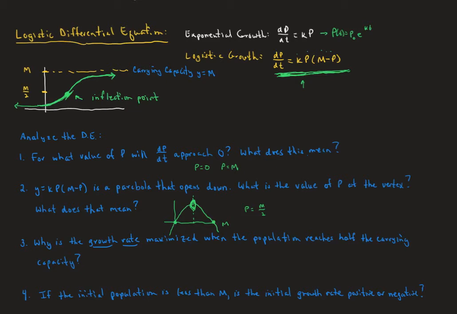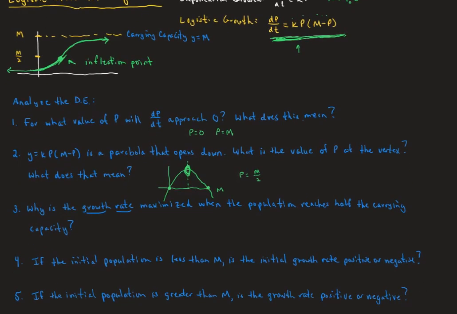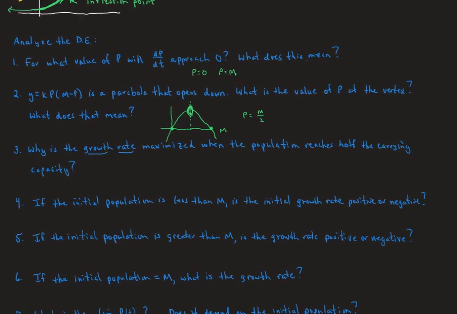And so that kind of gets to number 3. Why is the growth rate maximized when the population reaches half of the carrying capacity? And that's exactly because of the fact that our differential equation is a parabola that opens down, and the vertex of that parabola is at M/2.